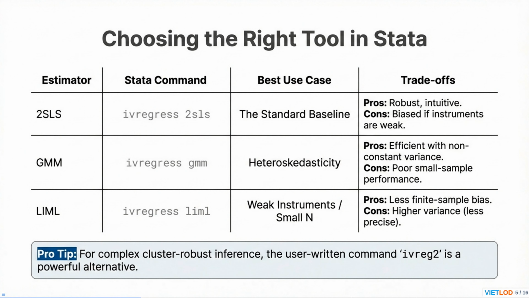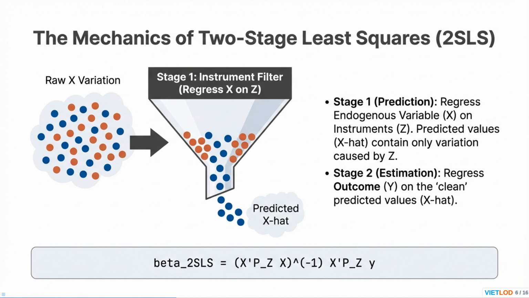For those small sample sizes or when dealing with weak instruments, LIML is a great alternative because it has less finite sample bias, though it often results in higher variance. Pro tip: if you're dealing with complex cluster-robust inference, don't overlook the user-written command ivreg2. It is a powerful tool often used in high-level research for more flexible diagnostics.